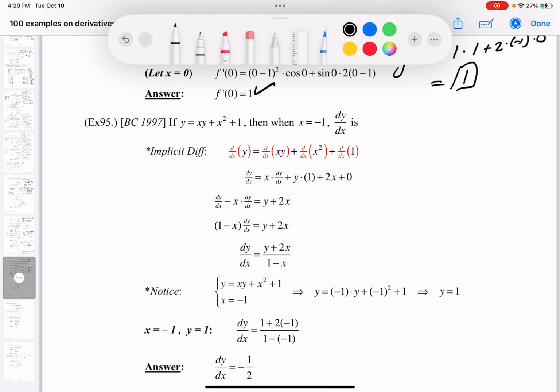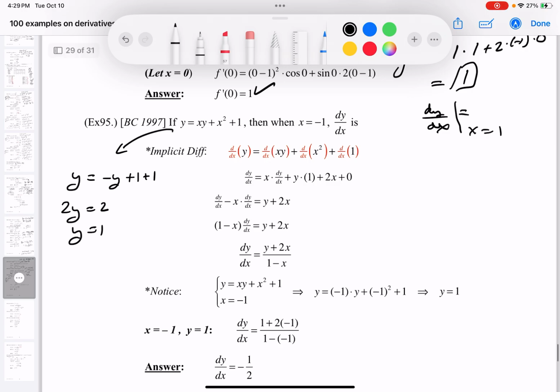And it looks like an implicit differentiation problem. And they want to know what dy/dx is when x equals minus 1. Well, if x equals minus 1, I want to figure out y too. So let's put this down. So y equals minus y plus 1 plus 1, so you would get 2y is equal to 2, or y is equal to 1. So if x is minus 1, y is also equal to 1.